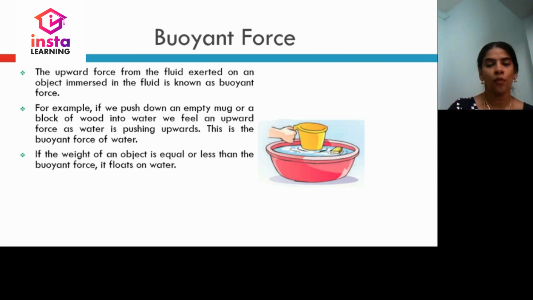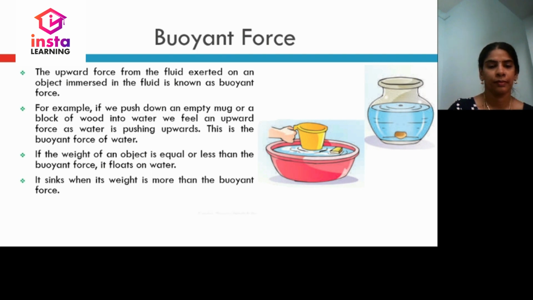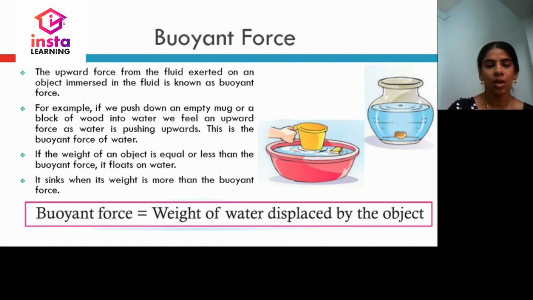This is known as buoyant force of water. If the weight of an object is equal or less than the buoyant force, it floats. Thus, we can see wood floating. On the other hand, it sinks when its weight is more than buoyant force. Thus, we can say buoyant force is equal to the weight of the water displaced by the object.